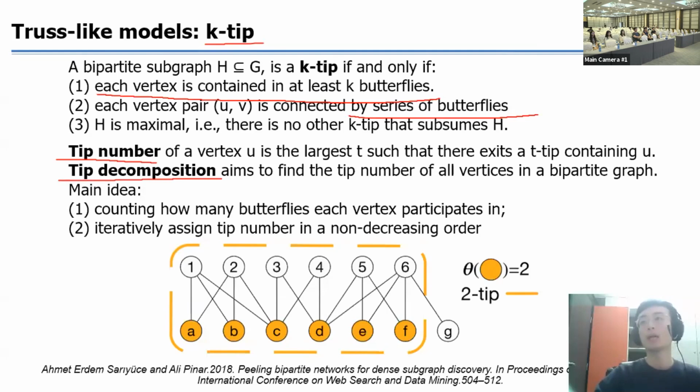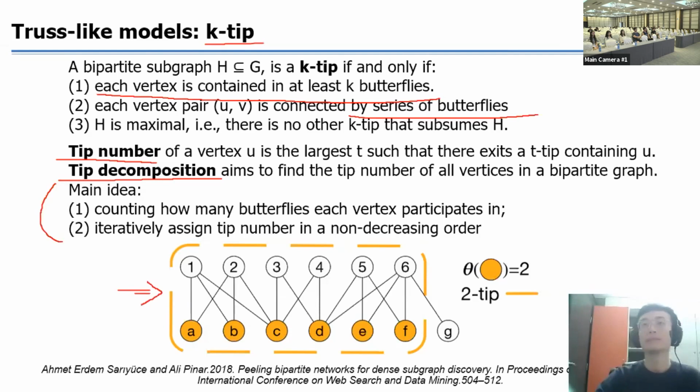vertex. So tip decomposition also aims to find the tip number of all the vertices. And the main idea of tip decomposition is similar to the peeling algorithm of K-core or K-truss. Firstly, it counts how many butterflies each vertex participates in, and then it iteratively assigns tip numbers in non-decreasing order. For example, this subgraph is a 2-tip.